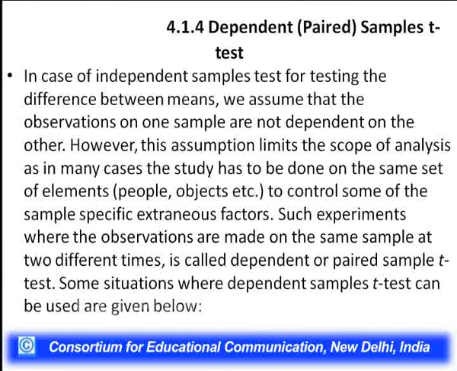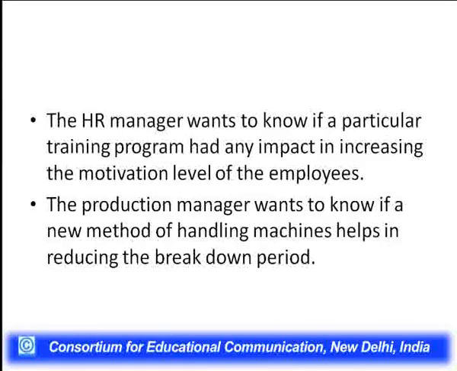However, this assumption limits the scope of analysis, and in many cases the study has to be done on the same set of elements, that is the people, objects, etc., to control some of the specific extraneous factors. Such experiments where the observations are made on the same sample at two different times are called a dependent or paired sample t-test. Some situations where a dependent samples t-test can be used are given below.